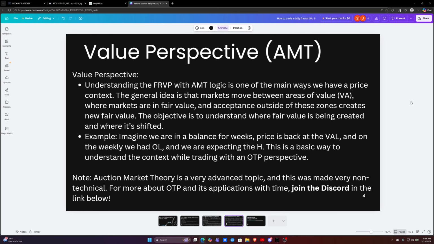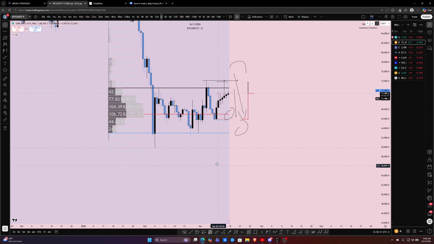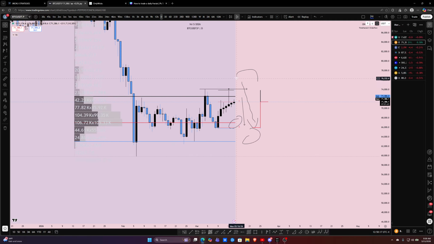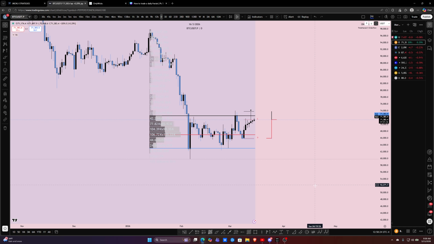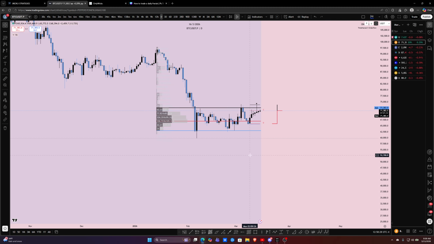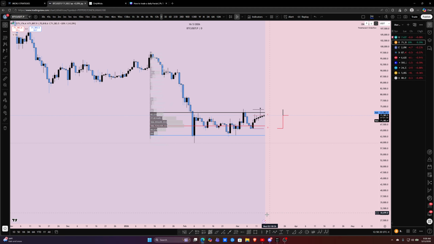the reverse of it, right? So imagine we're in balance for weeks, right? So markets are staying within our fair value. They're not going below our fair value. And on the weekly, we just had an open low. And so now we're going to expect the high to come in. But price is also at value area low. So let's just add that together. We've been in a balance for a few weeks. Markets made open low. We're at the value area low, right? And now we're expecting the high to come in.